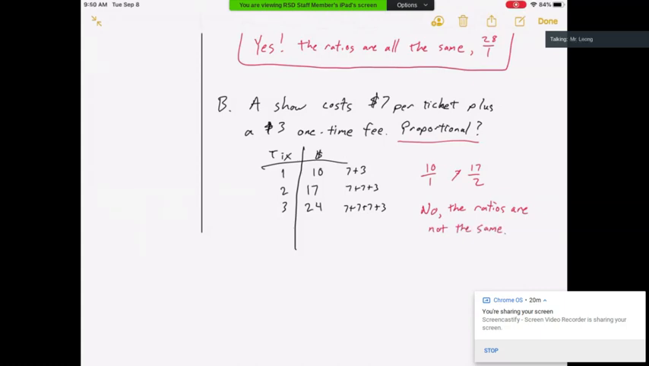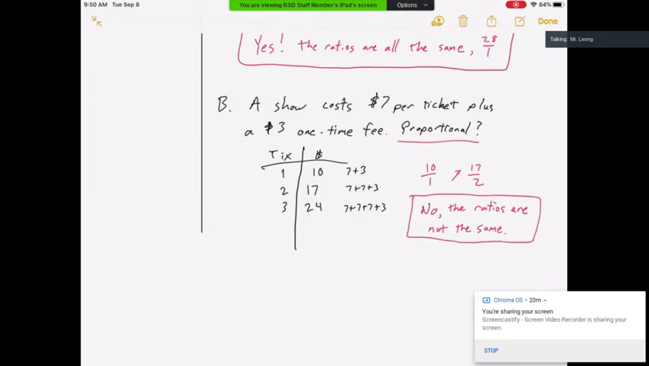Now you might be asking yourself, Mr. Leong, but don't they both all go up by 7? Is that what this is about? It's not about them going up by the same amount. It's about their ratios, their unit rate being the same. Okay. So if I am going to pay for 10 tickets, I can't just say that's $70. It's not like that. Right? We have to know that everything is a little bit more. Okay. So the answer to this question is no, the ratios are not the same.